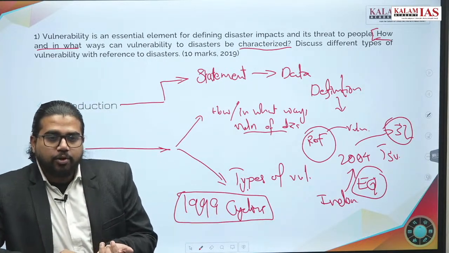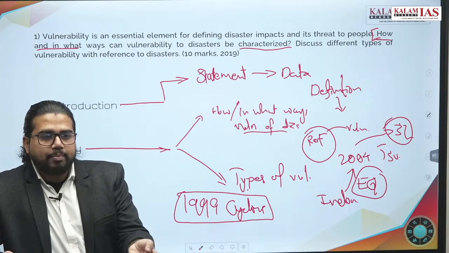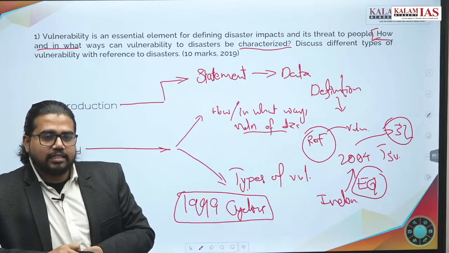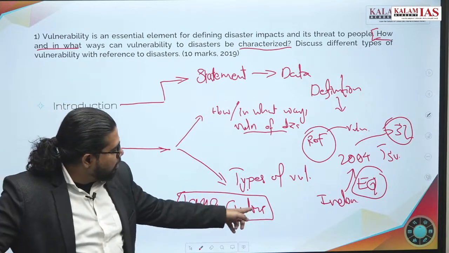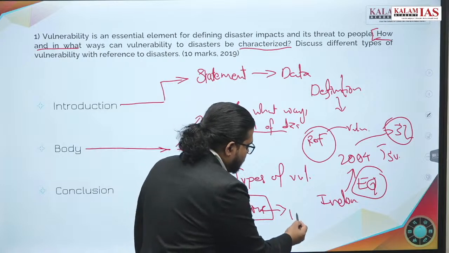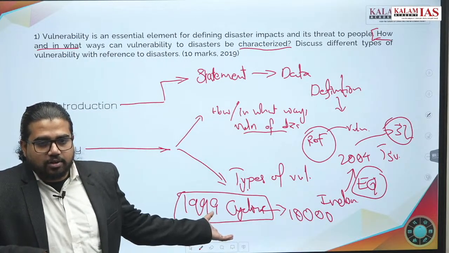People were not aware. There was no system to evacuate people, to understand the pathway of the cyclone. No early prediction system, everything was not advanced. So all this resulted in how much deaths? More than 10,000. More than 10,000 people died. This was a super cyclone.